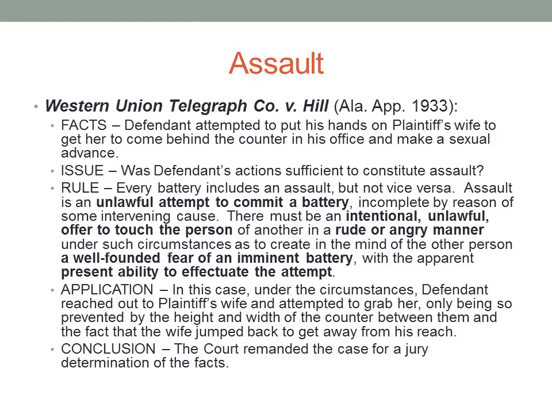So the court held that this case should go back to the jury, back to the trial court for determination of the facts. Under the circumstances of this case, could he have possibly touched her, and was he trying to give her the apprehension that he was going to grab her, or was it so impossible for him to get a hold of her because of the way the counter was set up that he could not have committed an assault because there's no way he could have grabbed her?